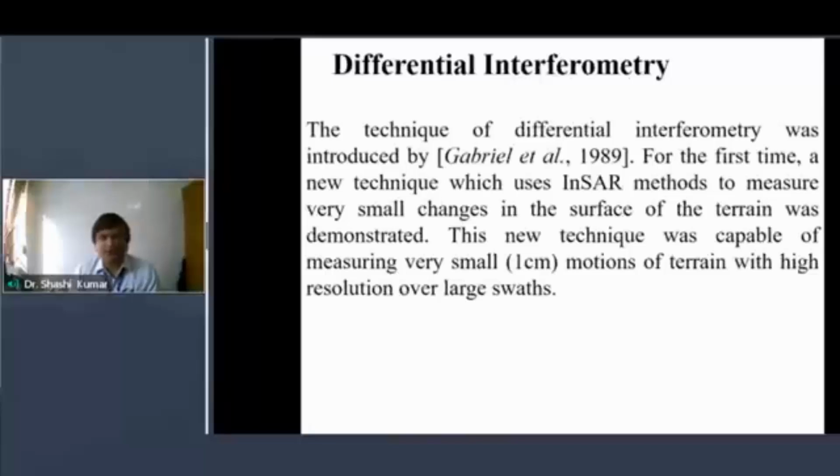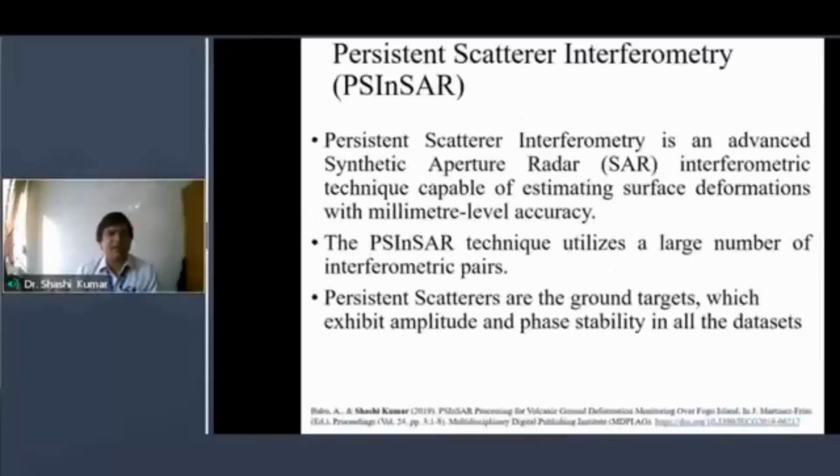Now, when we talk about differential SAR interferometry, this is an advanced version of SAR interferometry. Here there is a requirement of more than two interferograms, which will be derived from two, three or four data sets. The advanced techniques of differential SAR interferometry are PSInSAR and SBAS. Here there will be a requirement of large amounts of data sets to minimize any kind of ambiguity or error in the data set.